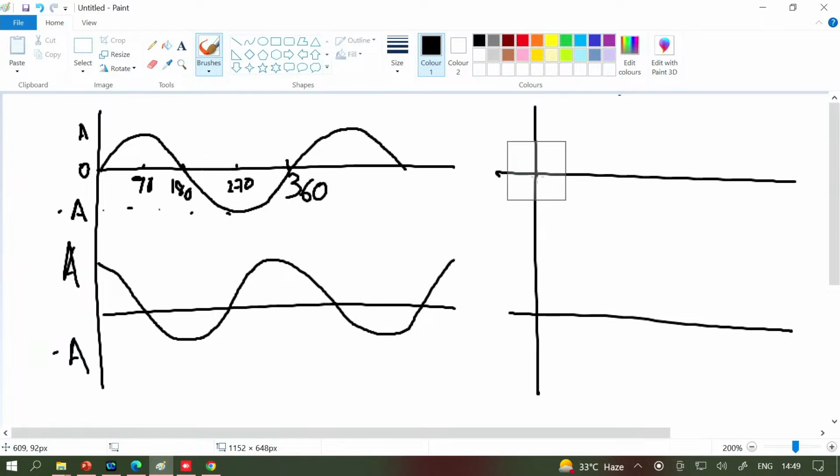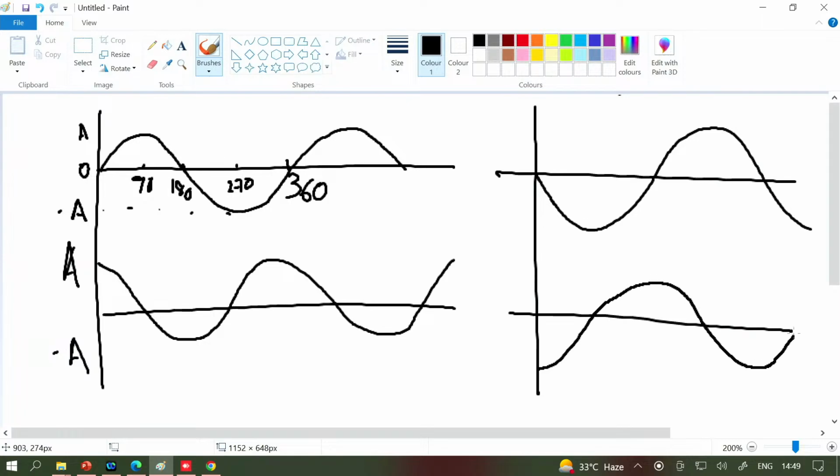I am drawing two waves here. What is the phase of this? Take a look at this and tell me. This is a normal wave. Based on that, tell me what the phase of those two are.